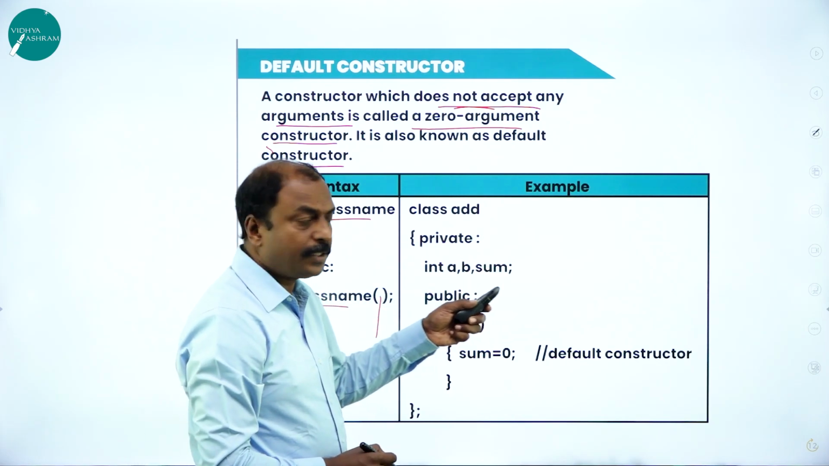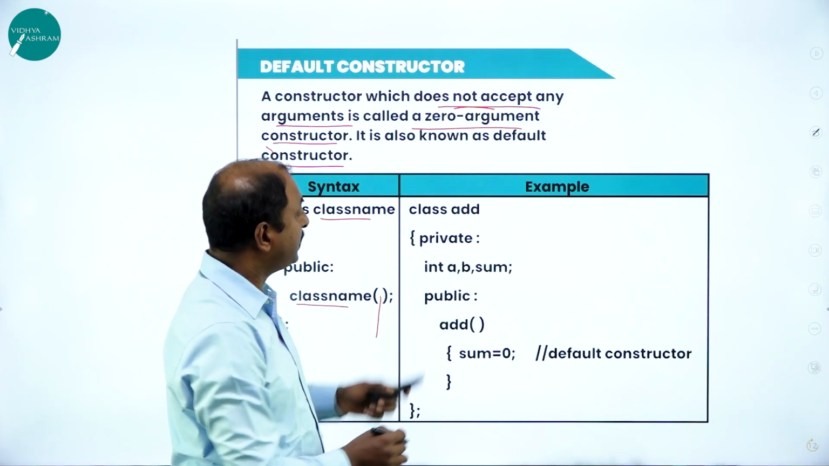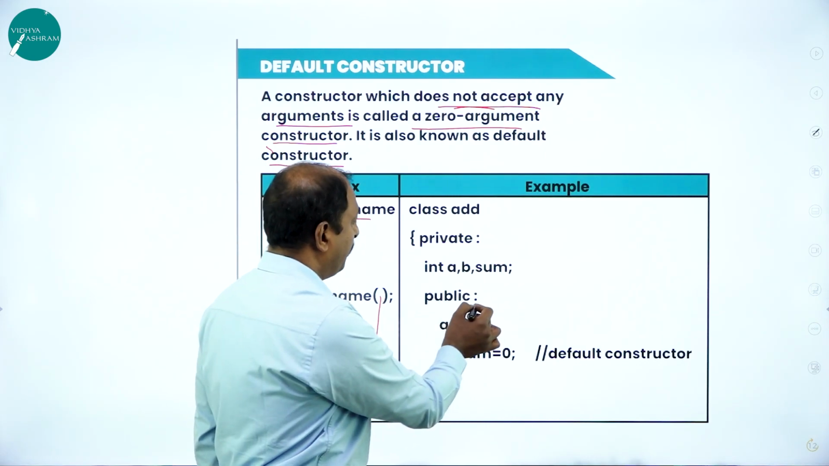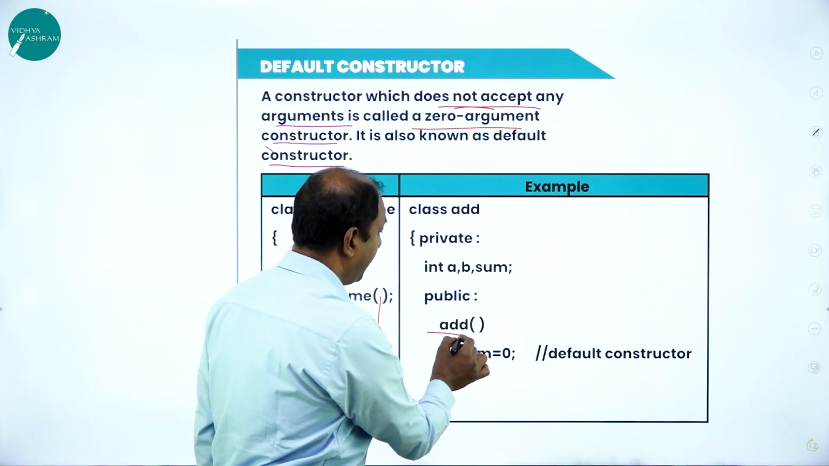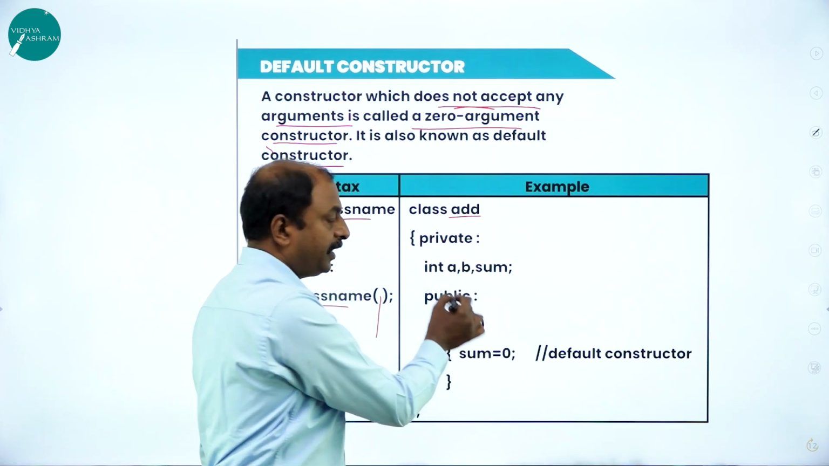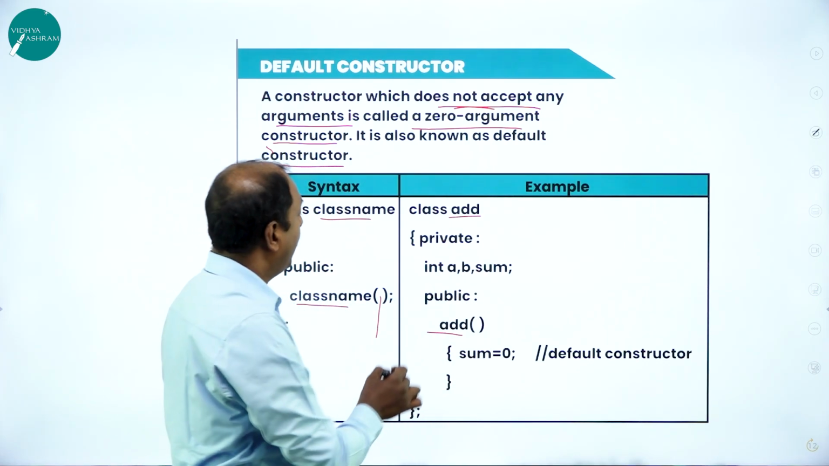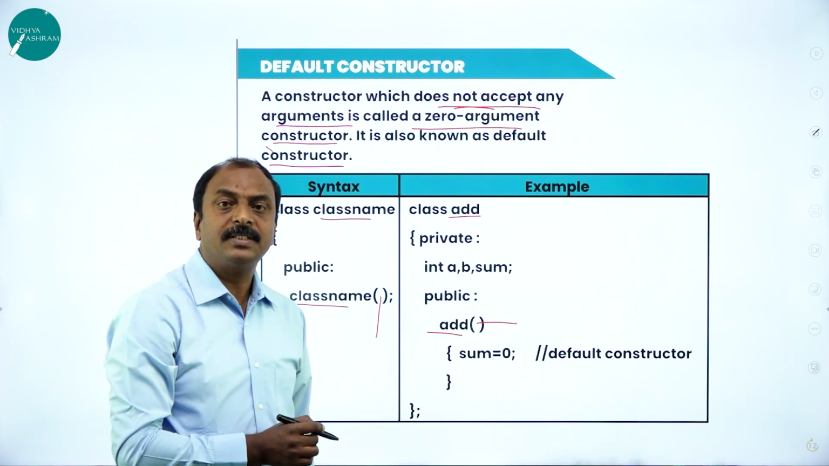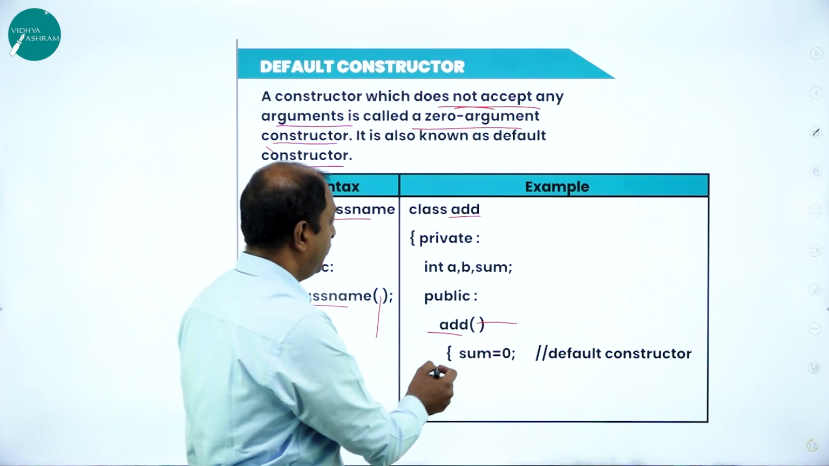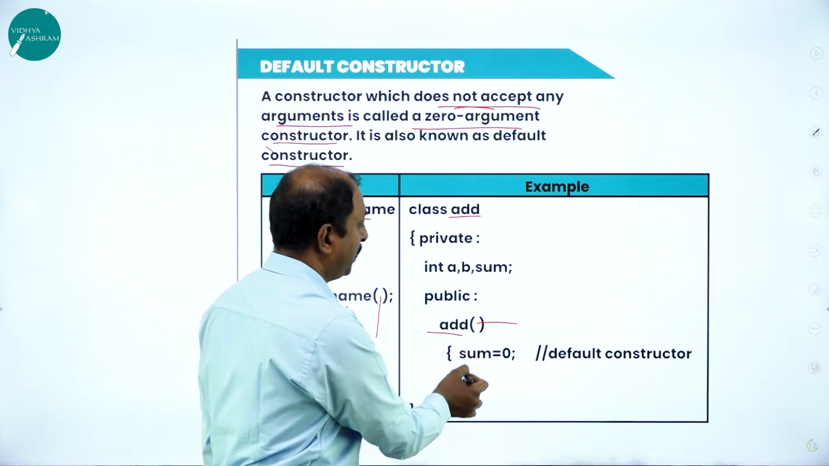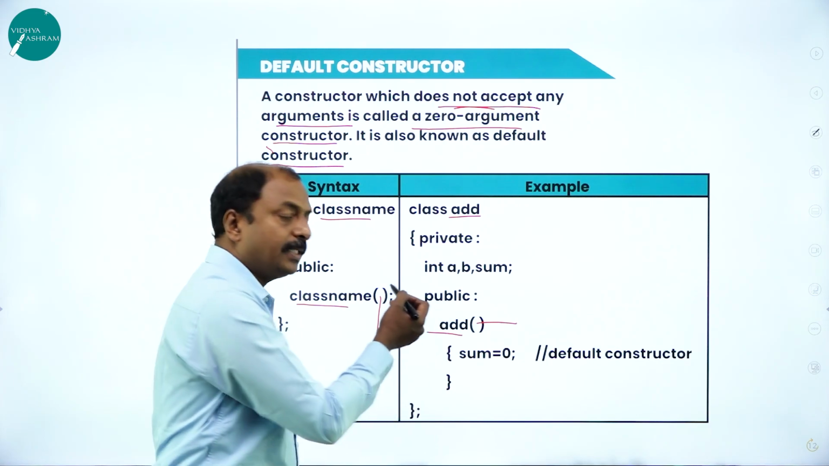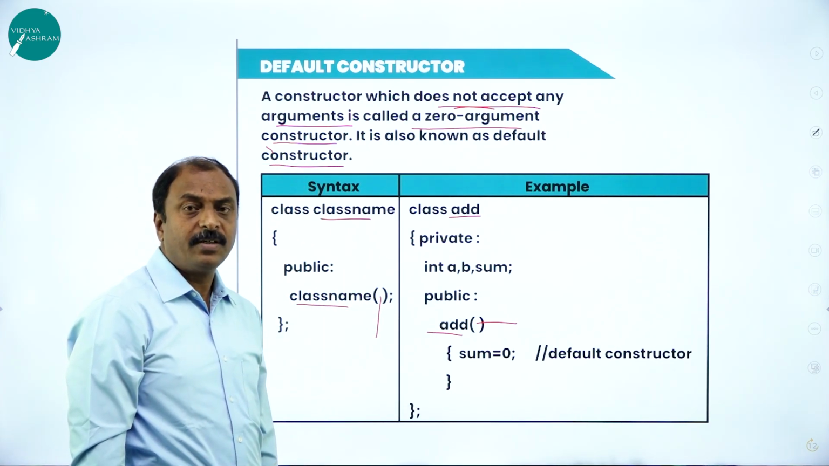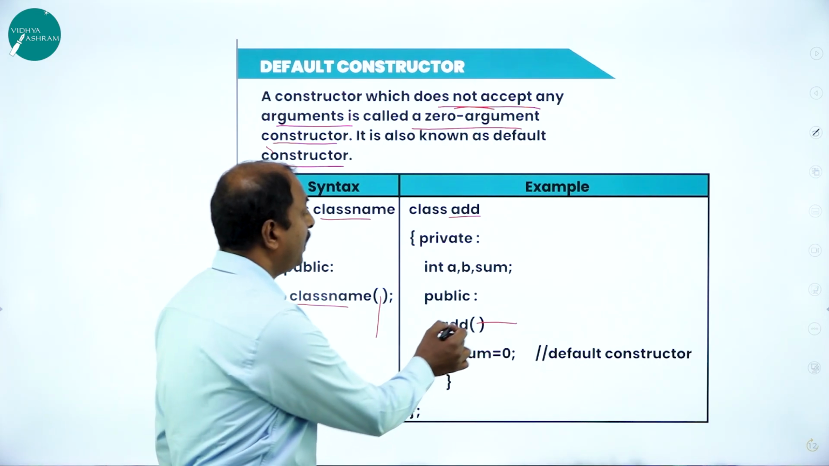An example here: class add, the name of the class. Under private we have a, b, and some other variables. Under public we have add. Here add is the name of the class, and here it is a constructor. In this example there are no parameters, so it is a default constructor. Inside this we have sum equal to 0, and we close the class with a semicolon. So this is an example of a default constructor where it does not accept any argument.